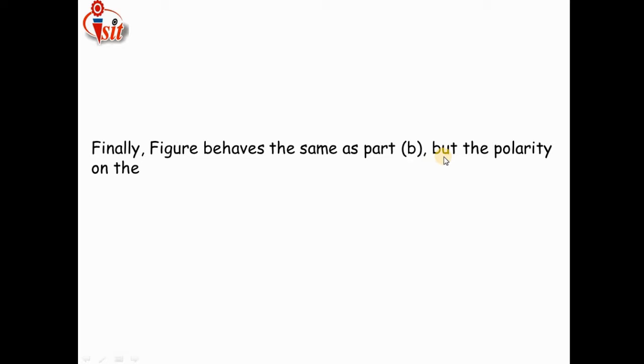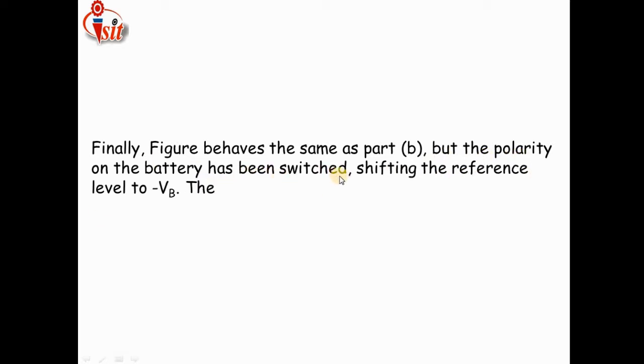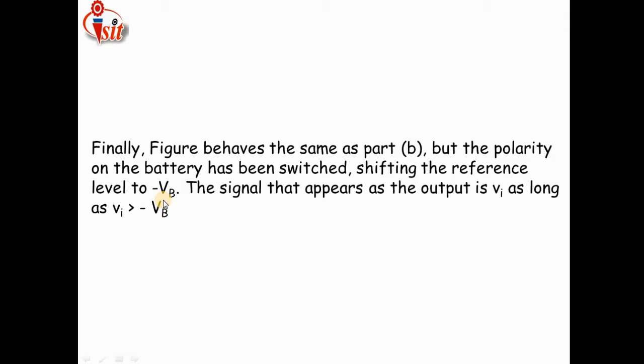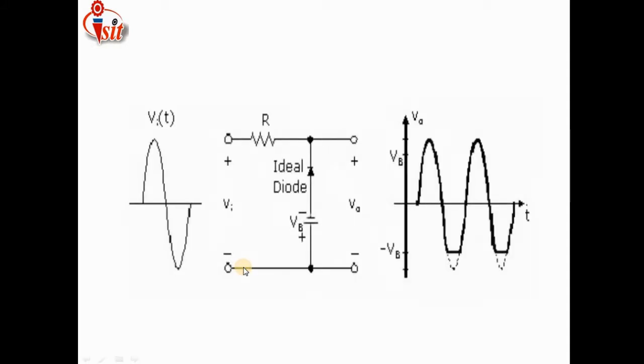Finally, the figure behaves the same, but the polarity of the battery has been switched, shifting the reference level. I have told that the reference level is shifted from the positive biasing voltage towards the negative bias voltage. The signal that appears as the output is the input voltage, as long as the input voltage is greater than the negative bias voltage. Just see here, this is the ideal diode. While we are connecting that ideal diode along with the negative bias voltage, the negative part is clipped and the rest of all the part above that reference voltage is present.